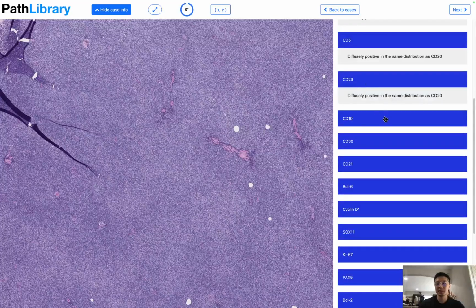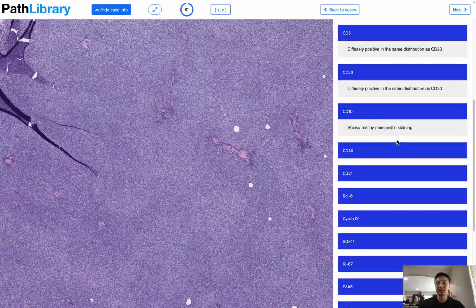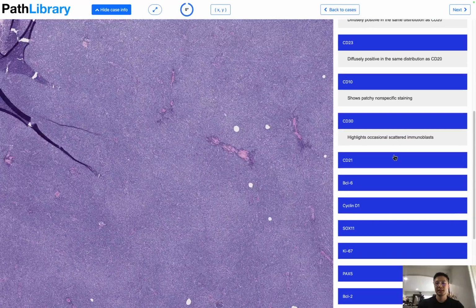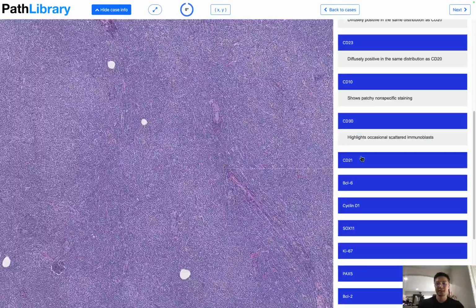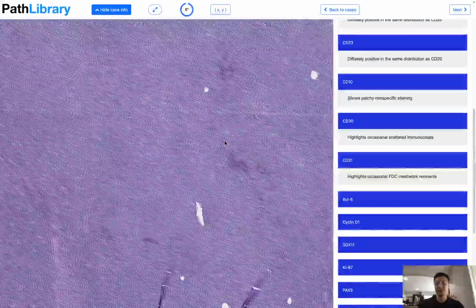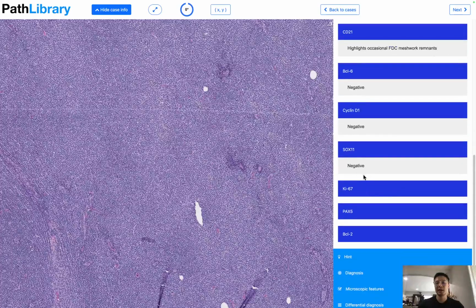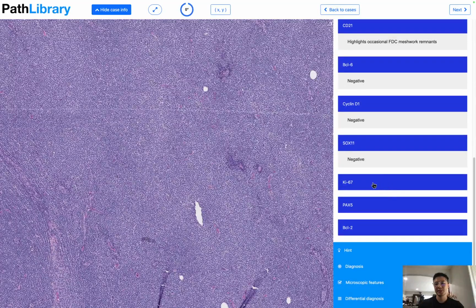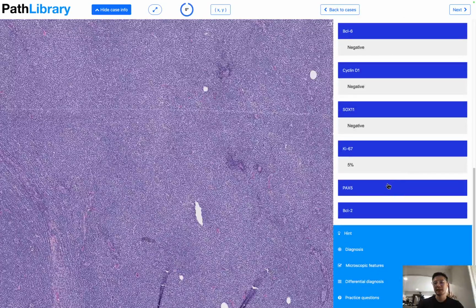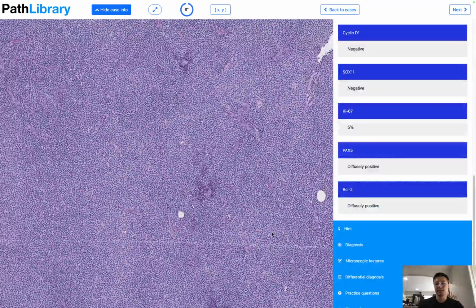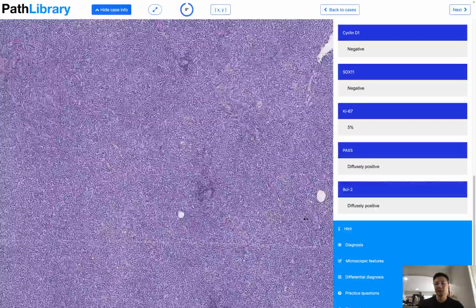CD23 or 21 should be positive. CD10, patchy non-specific staining, so it's not diffusely staining. CD30 highlights occasional scattered immunoblasts. CD21, occasional FDC meshwork remnants. BCL6 negative, cyclin D1 negative, SOX11 negative, that would be positive in mantle. Cyclin D1 would also be positive in mantle, with the 11;14 translocation. Ki-67 5%, not too diffuse. PAX5 diffusely positive because this is a B cell neoplasm. BCL2 is diffusely positive.